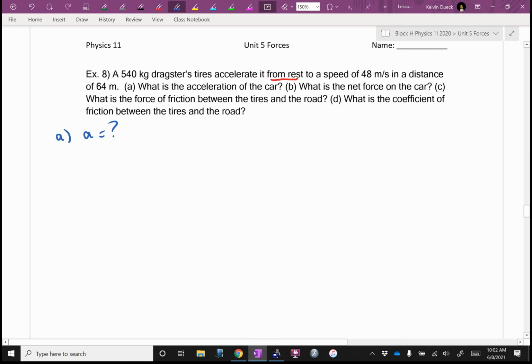From rest, what's that tell me? What's vi? Yeah, equals 0. Okay, what's that 48? Vf. What's that 64? Distance. Okay. Technically displacement, but I don't think we're ending up below where we started. We're ending up forward, so we can be a little casual.